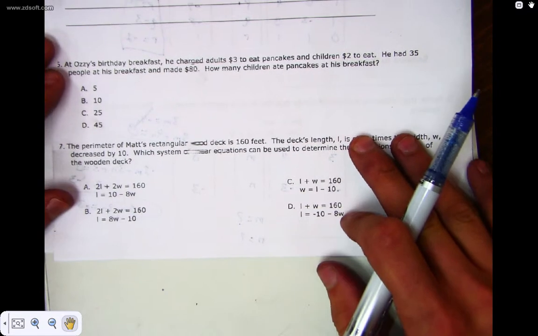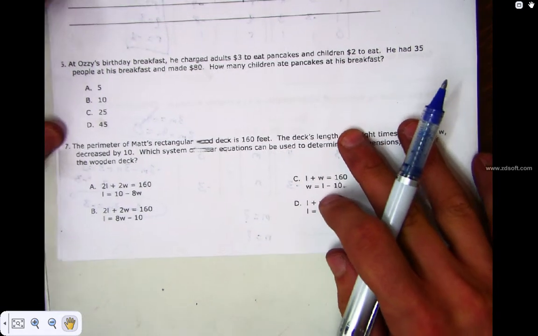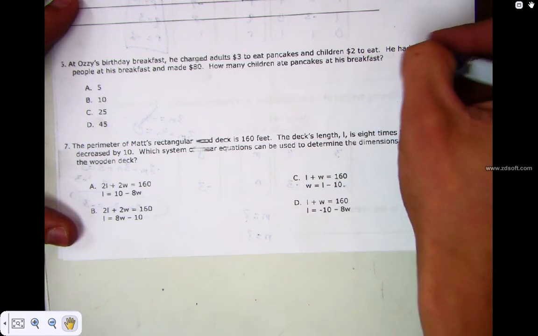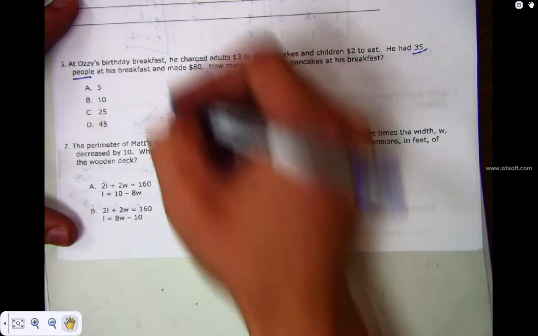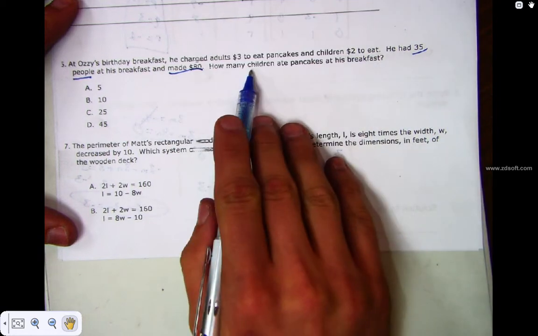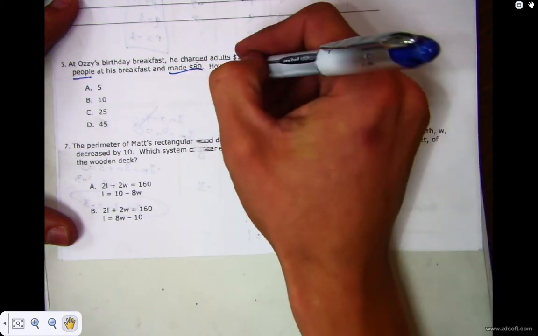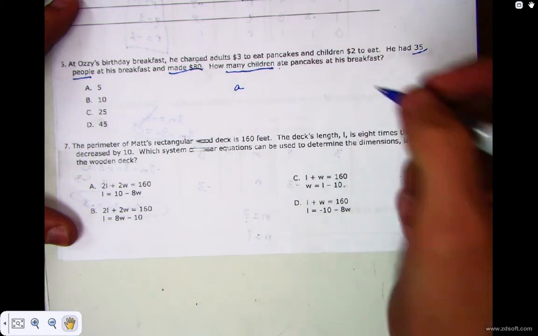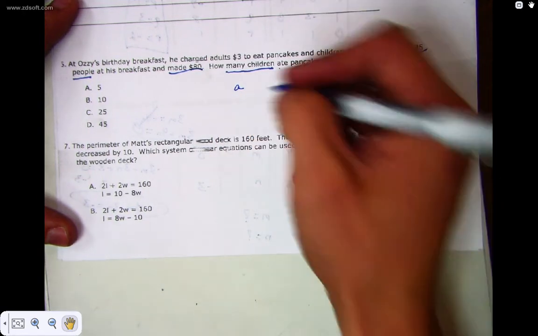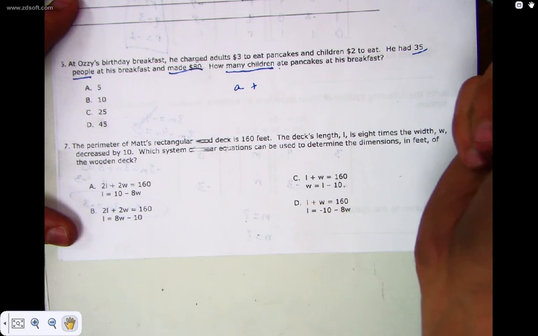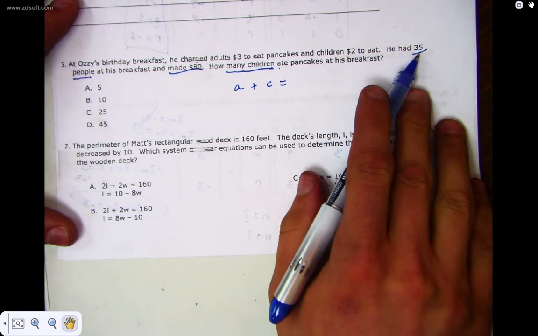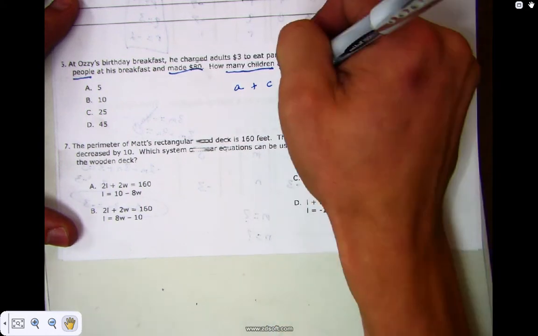Alright, let's look at this one. At Ozzy's birthday breakfast, he charged adults $3 to eat pancakes and children $2 to eat. He had 35 people, and he made $80. How many children? The thing in question right now is the people: how many adults, how many children attended this party? We don't know how many adults attended the party. Let's just call that A. We don't know how many children attended the party. Let's call that C. But we do know that the adults plus the children equals 35 people. So A plus C equals 35.